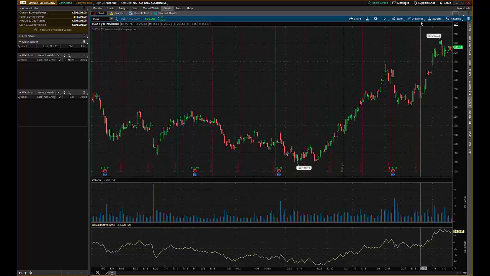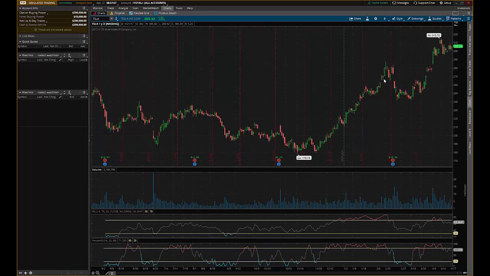And so let's save this one too. Studies, I like this one. Save study set. I'll call this on balance volume. So now whenever I want to go up to see one of my studies that I use often, I can just do study set and load the study.